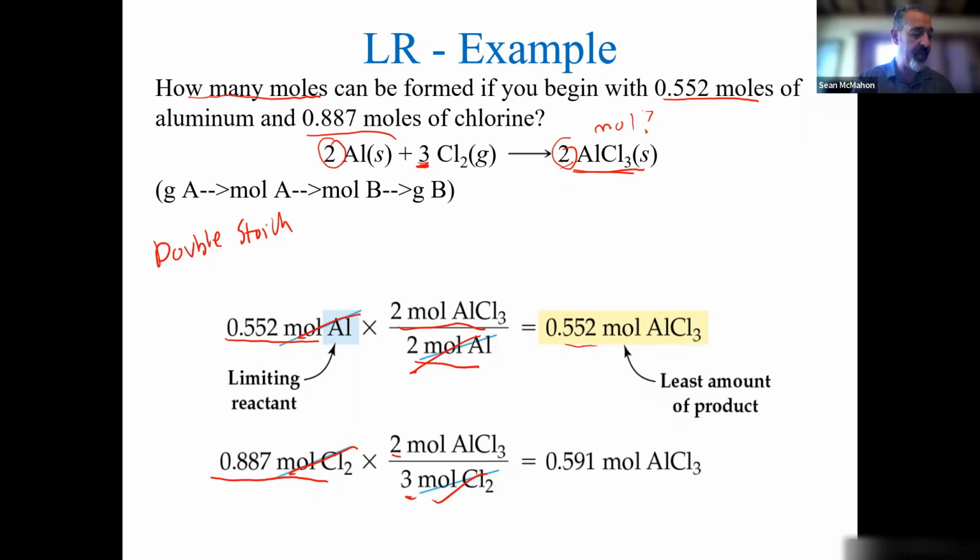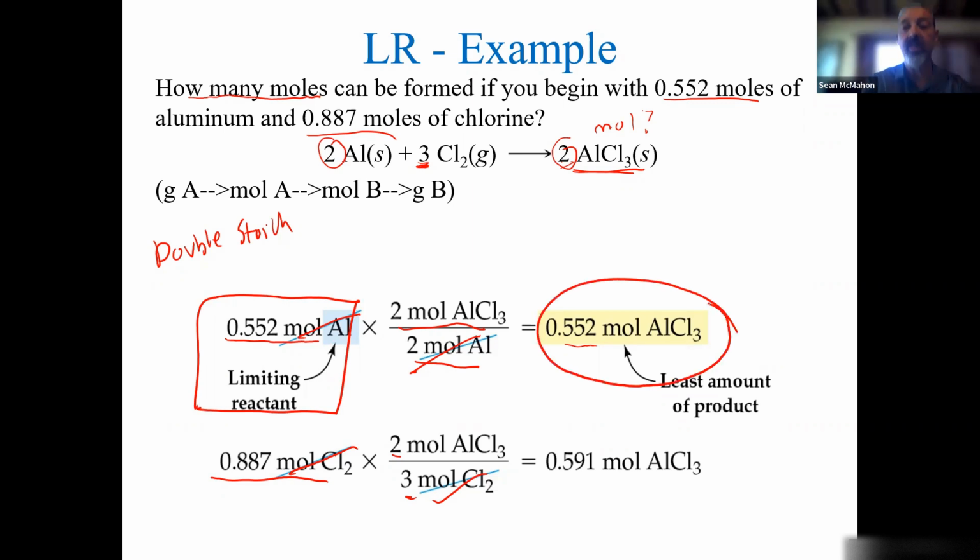So which one do I pick? I pick the smaller amount. Just like with the cheese sandwiches, there were only 3 slices of cheese and 8 slices of bread. So I could only make 3 cheese sandwiches, and I had excess bread. So the limiting reactant, the one that gets used up, is the aluminum. Why? How do I know that? It produced, basically in that analogy, the 3 cheese sandwiches, the smaller amount of product.